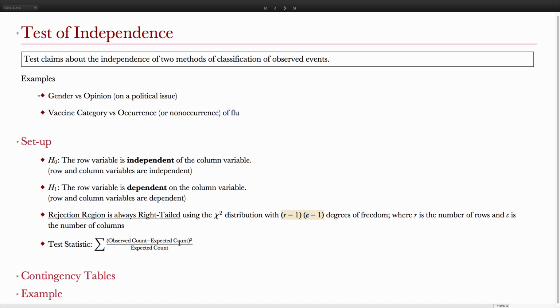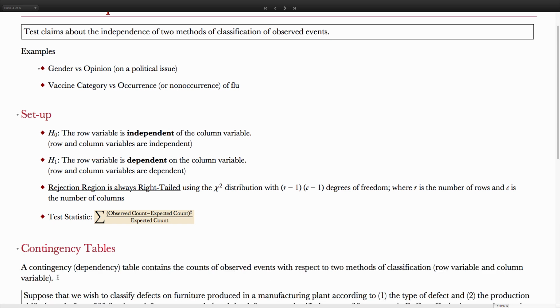The test statistic is, again, in form very similar to the goodness of fit test. We see how far the observed counts are from what the expected counts are, and we add that up over all the cells, or all the two classifications. Okay, so let's look at this in a little more detail. A contingency table, or a dependency table, basically lists the counts of our sample with respect to two methods of classification. Of course, we're going to call these the row variable and the column variable.